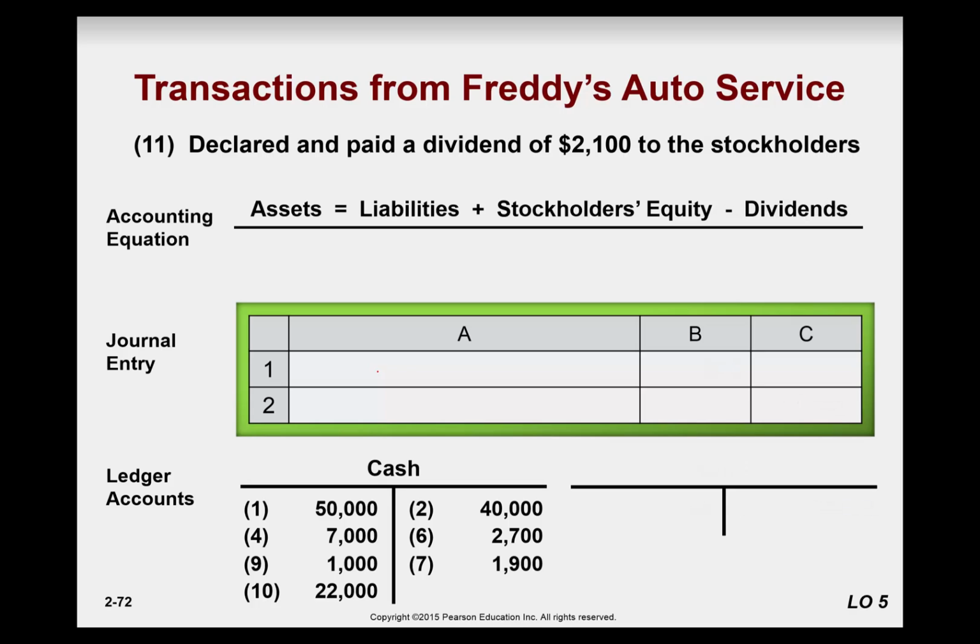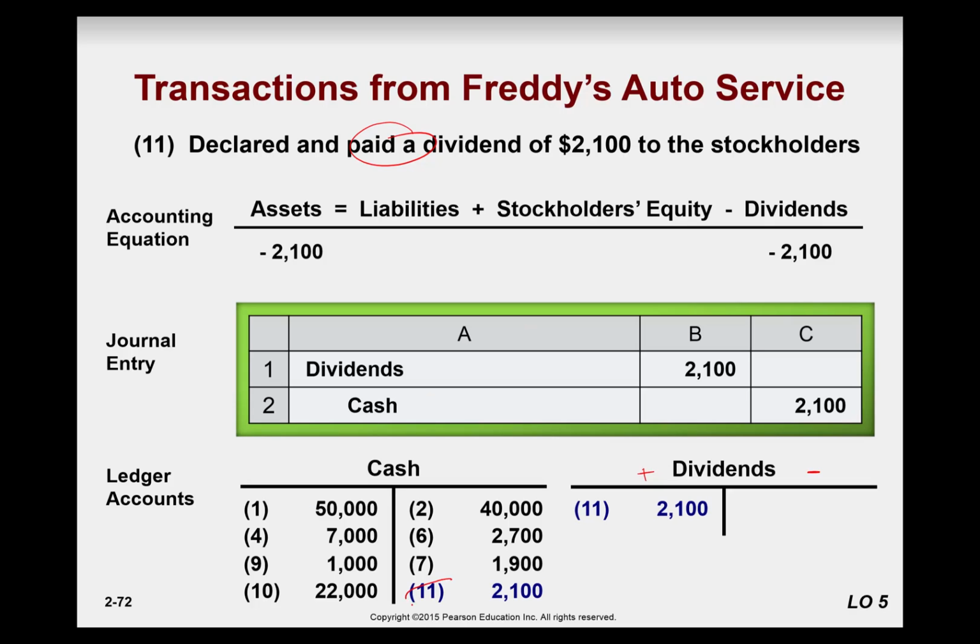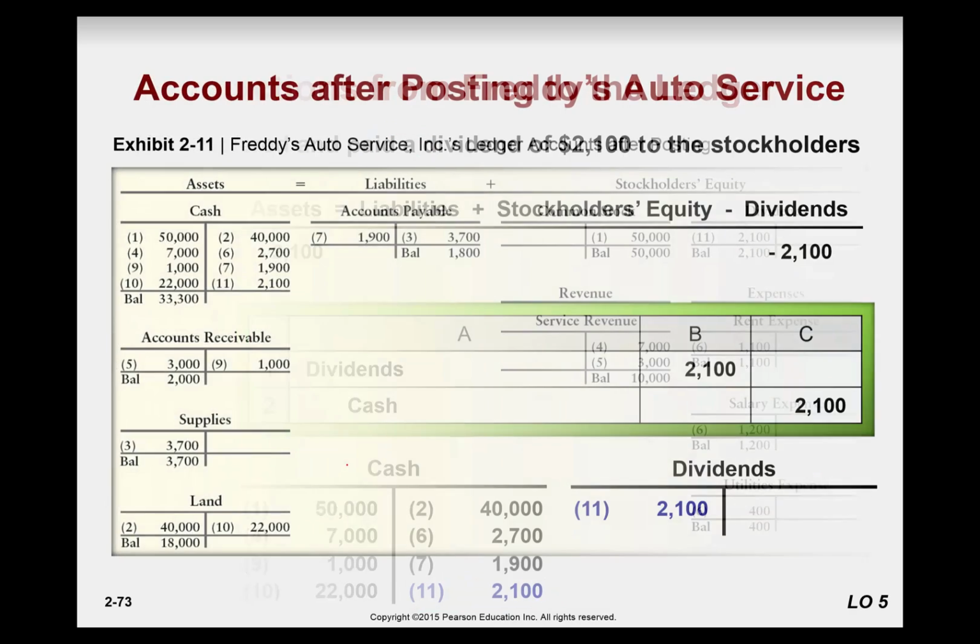When we declared and paid a dividend to the shareholders of $2,100, cash is going down for $2,100, and our dividends, and remember, dividends increase on the debit side, and they decrease on the credit side. So since we paid cash, we just keep going down in the debits and the credits for cash as a credit, and then our debit is to dividends.